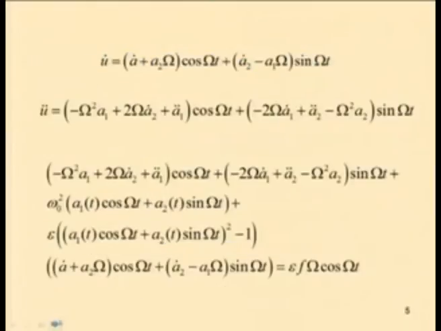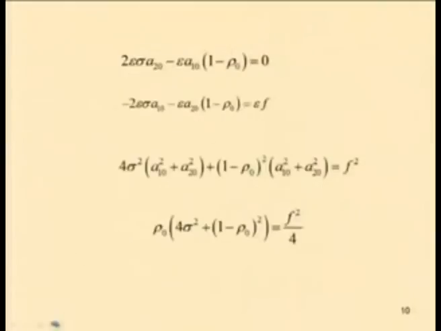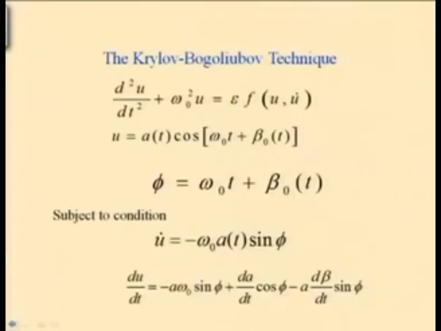This is the extension of the Krylov-Bogoliubov method, and already we know that in the Krylov-Bogoliubov method, we consider the differential equation in this form: d square u by dt square plus omega 0 square u equal to epsilon f, which is a function of u and u dot. Then we assume the solution to be a(t) cos(omega 0 t plus beta(t)).